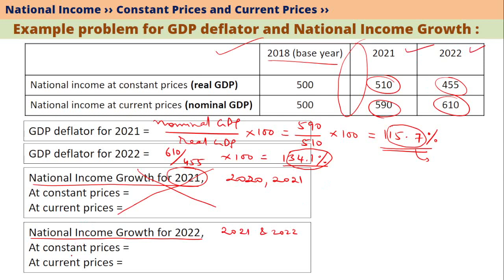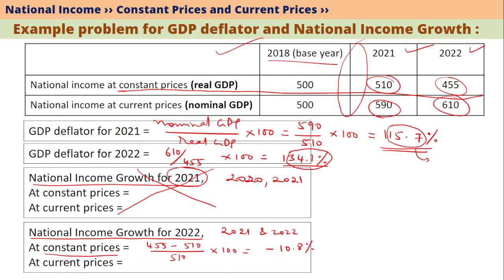National income growth for 2022 at constant prices will be, so let's consider only constant prices. So these are the constant prices. So for 2022, it is nothing but national income of 2022, which is 455, minus national income of 2021, which is 510, divided by national income of 2021, that is 510, times 100. This will come out to be minus 10.8%. So this means that national income has fallen by 10.8% from 2021 to 2022 at constant prices.